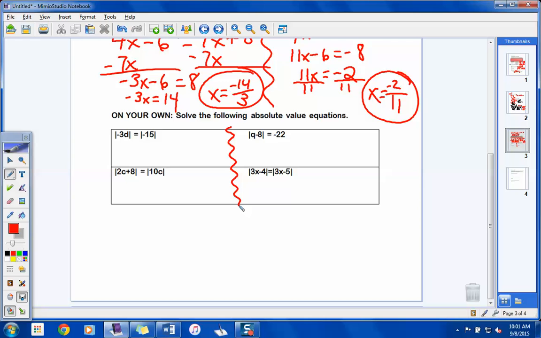Are you on the bottom right one? Are you stuck on the bottom right one? Say. One of them's no solution. Right?